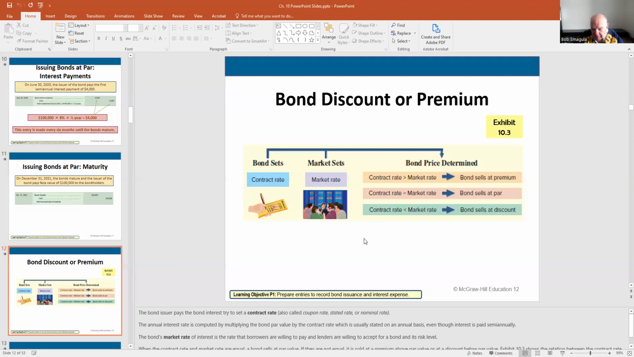On the other hand, if we're paying an interest rate below the market rate, no one is going to buy our bond unless we're willing to sell it at what's called a discount. So if our interest rate is unattractive, meaning we're paying 8 when the rest of the market's paying 10, say, the bond will sell at a discount. And there's special entries to record a premium and a discount.